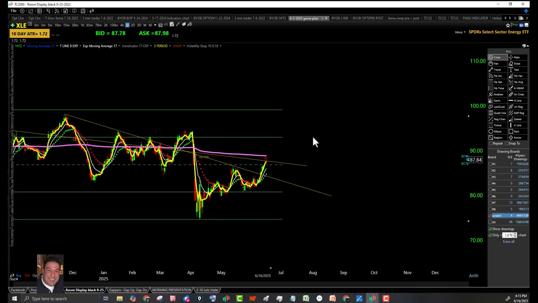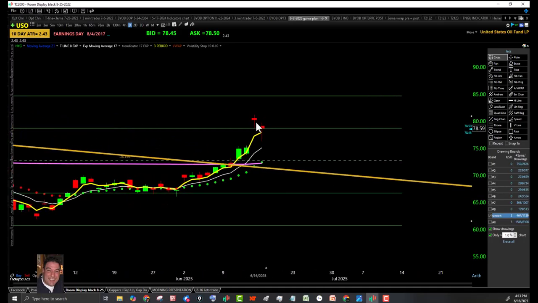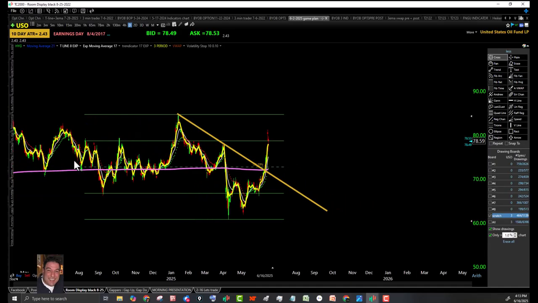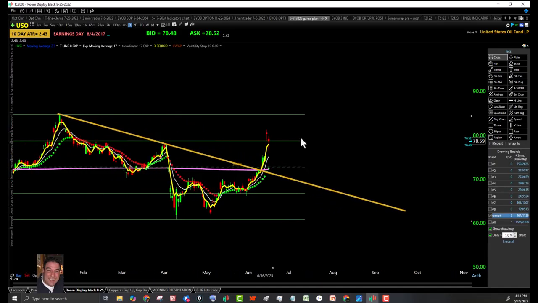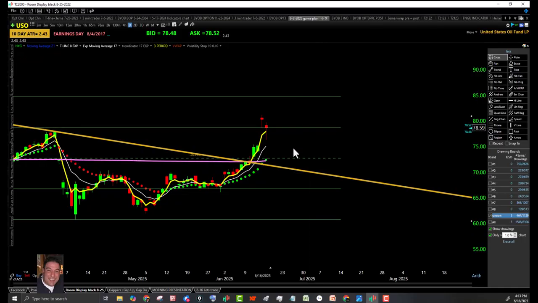All right, let's take a look at USO. Yeah, a little exhaustion move. I thought that might be. Got a lower high and a lower low. But we closed over the bullish trap. That's bullish. Over the 17, that's bullish. Over the downtrend line, also bullish. And over the 3-year high anchored VWAP, also bullish. Closing in quadrant 4, that's also bullish up there.